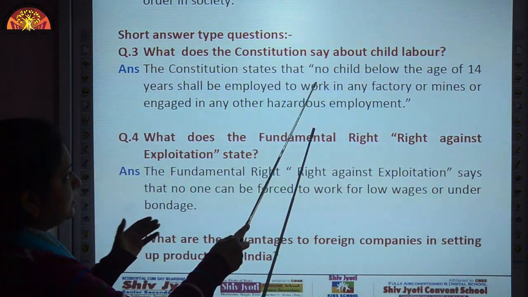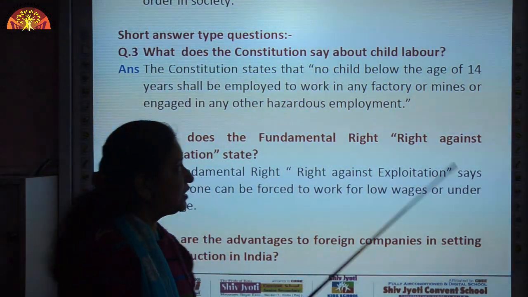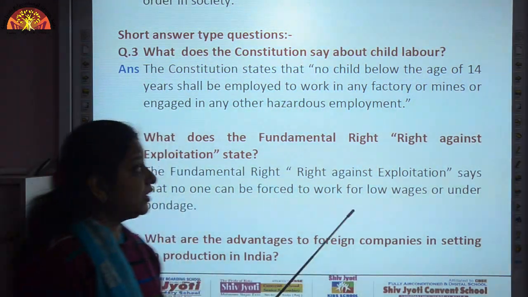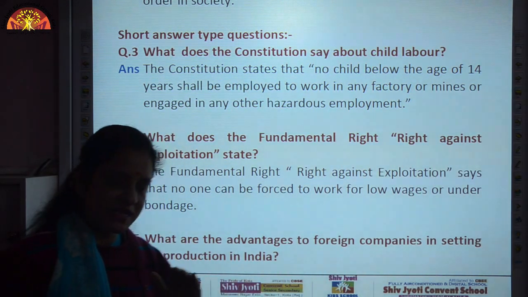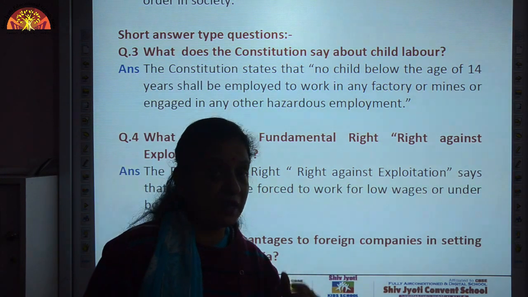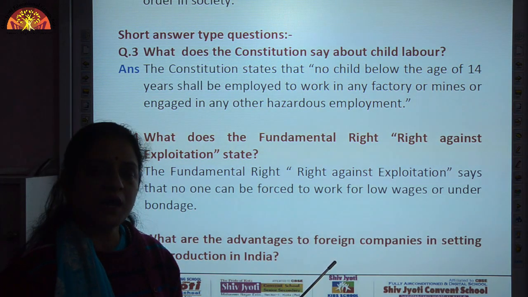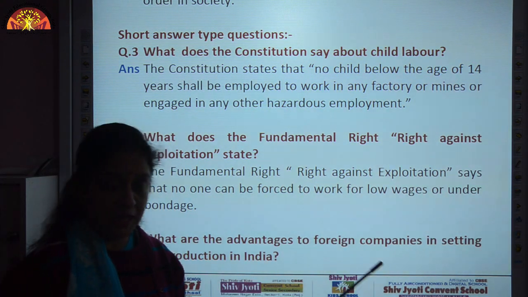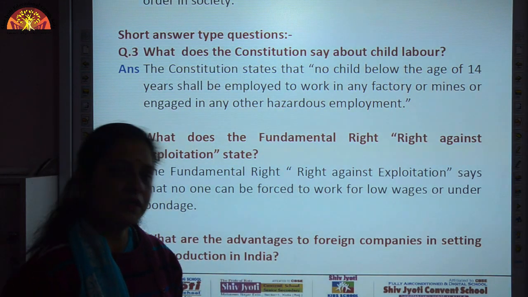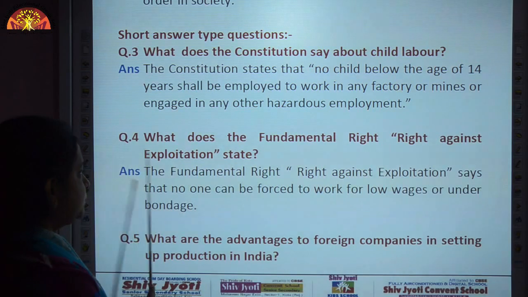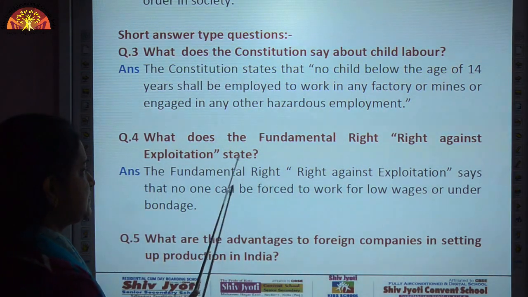According to the law which talks about child labor, that जो भी बच्चा, that child below the age of 14 years shall not be employed to work in any factory. कोई भी ऐसी फैक्ट्री जहाँ पर कि उसके लिए नुकसानदायक है, उसकी हेल्थ के लिए राइट नहीं है, वहाँ पर वो काम नहीं कर सकता. अगर ऐसा होता है, पकड़ा जाता है, तो उसके अगेंस्ट फाइन या पेनल्टी होती है.